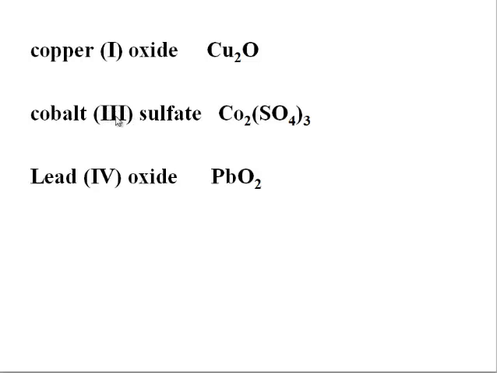Cobalt 3 sulfate: each cobalt has a +3 charge, sulfate has a -2 charge. Positive and negative charges may be balanced with 2 cobalts to every 3 sulfates. And in the case of lead 4 oxide, a cation with a +4 charge would require 2 oxides to balance with negative charges. So the formula for lead 4 oxide is PbO2.